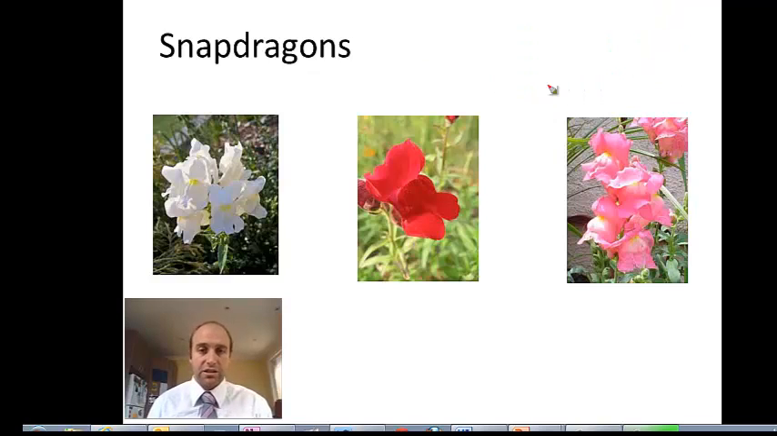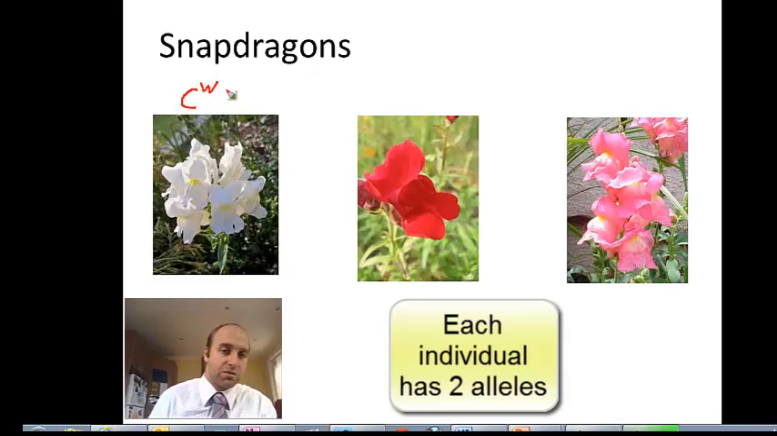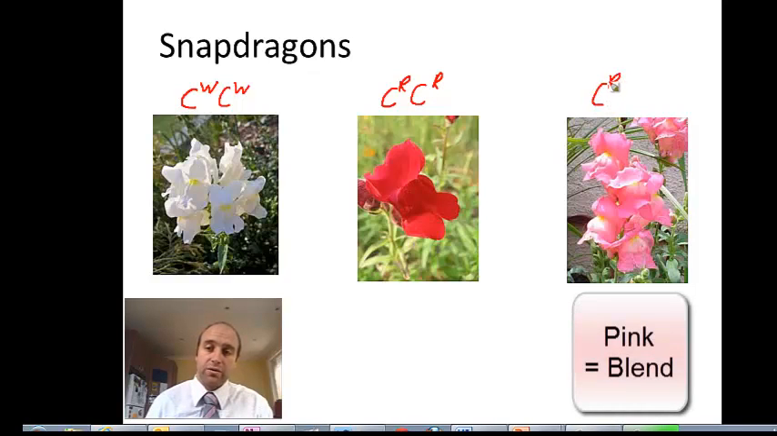Okay. Now let's just have a look here at our individuals. So we've got a white individual, a red individual, and the heterozygous condition, which is a pink individual. Let's write out the genotypes of these individuals. So to be white, you'd need to have two white genes, or two white alleles. And red, you'd have to have two red, and the pink here would be one red and one white. There we go.